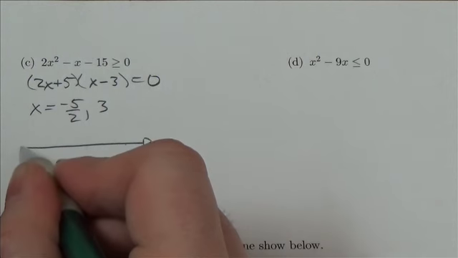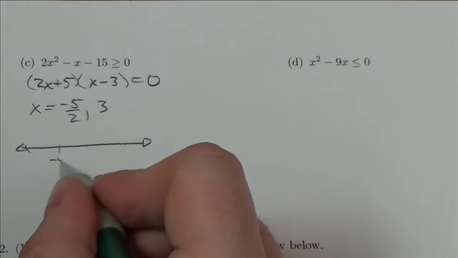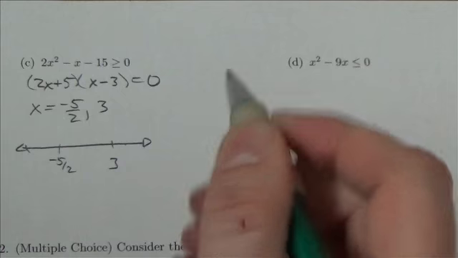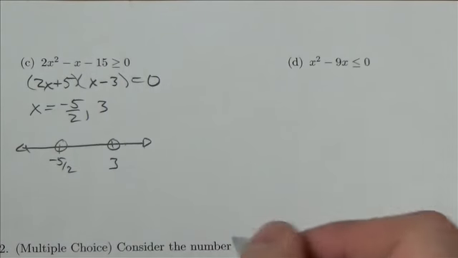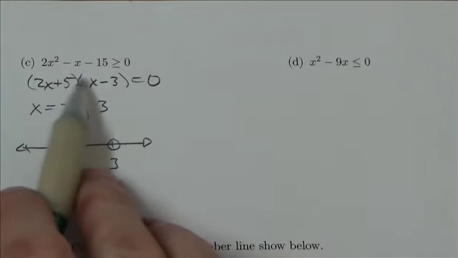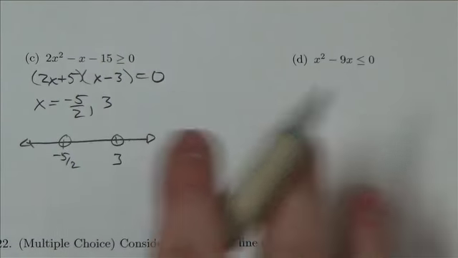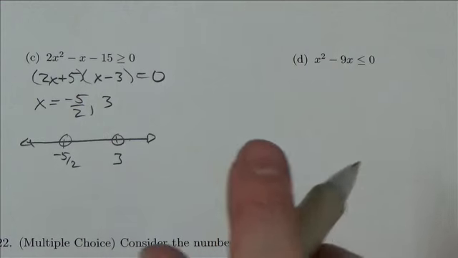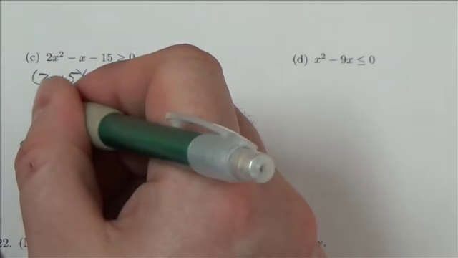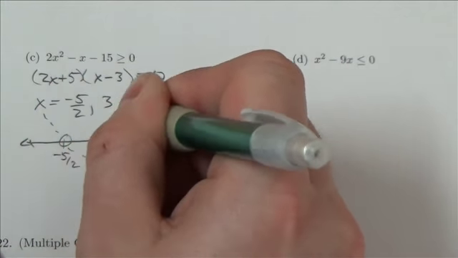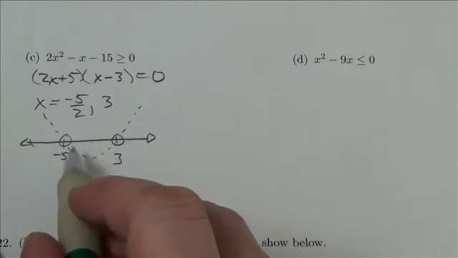So I'm going to look at my number line solution first. Here's negative 5 halves. Here's 3. Put little circles around those. This is a parabola that opens up. If that parabola didn't open up, I would move it to the other side to make it open up. Okay? Because then I have this nice little pattern here. Parabola that opens up. Okay?